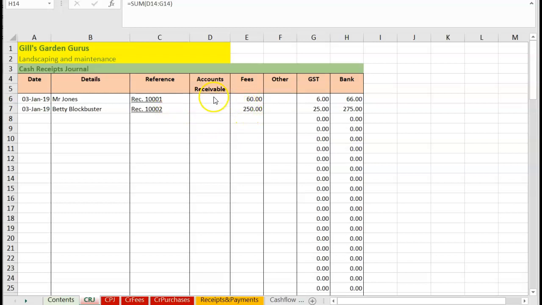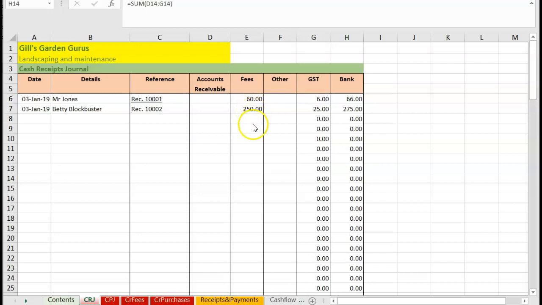There is an accounts receivable tab there. The accounts receivable tab would be someone who has paid us from an amount that we've recorded previously in our credit sales journal, which we'll look at later on. So we've got accounts receivable there, but we don't have anything like that at the moment.